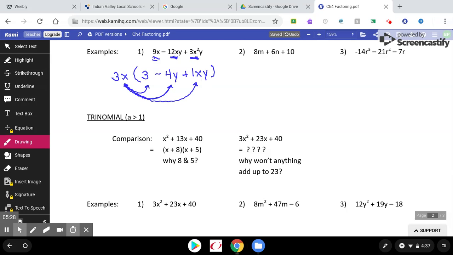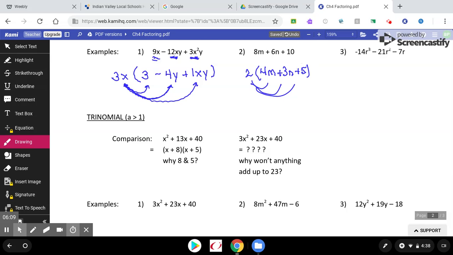Okay, number 2. Well, I hope it's pretty obvious that 2 goes into all 3 of those. Now, do they all have m's? The answer is no. Do they all have n's? The answer is no. So it is possible to have a GCF that's just a number and not a letter. Well, 2 times what gives you 8? And I never did mess with the m. 2 times what would give you 6? And I never did mess with the n. And 2 times what would give you 10? And that one didn't have any variables. And that's it. So I hope you're thinking this isn't so bad.